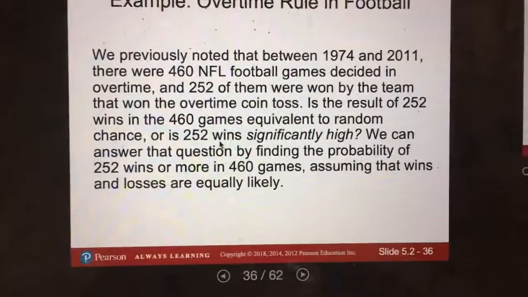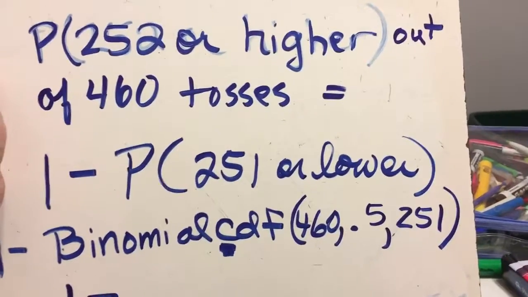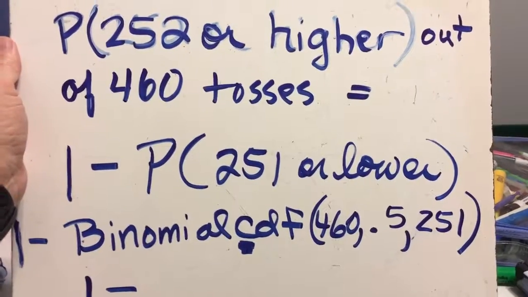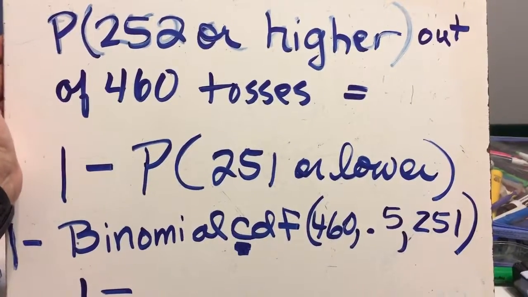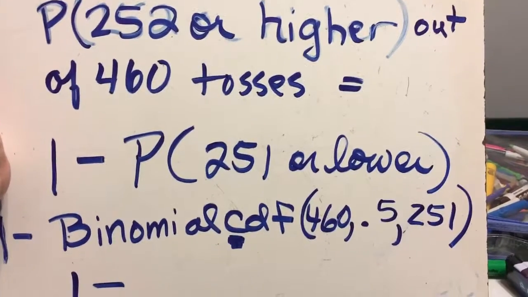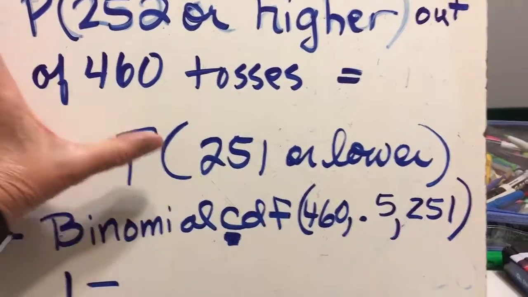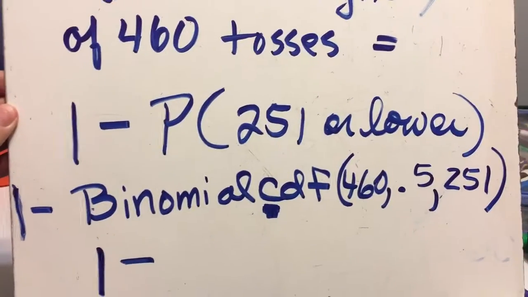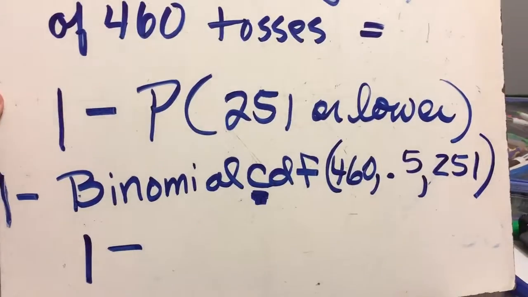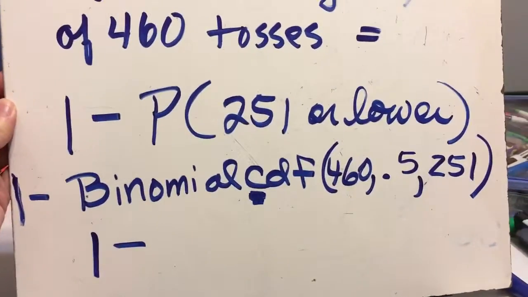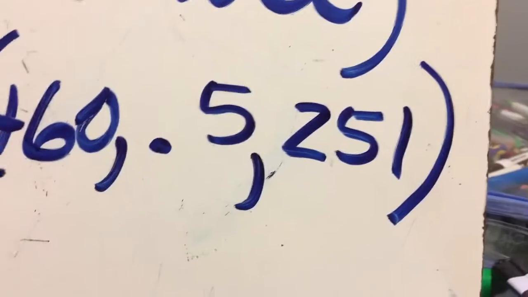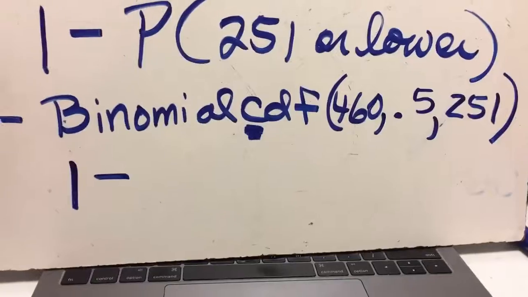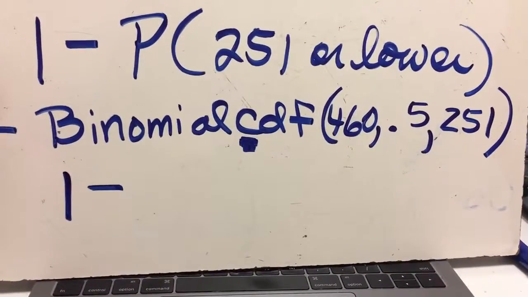This is what my board should have looked like. Okay, so here is my whiteboard. The probability of 252 or higher out of 460 tosses is 1 minus the probability of 251 or lower. And I put a 252 right here. And so when I did my 1 minus my binomial CDF, over here on the right, I had a 252 right there. And I should have had a 251. And when I do that, I get 1 minus.